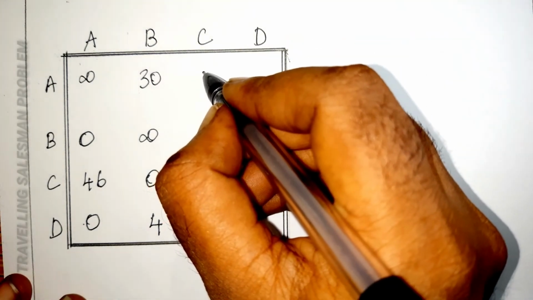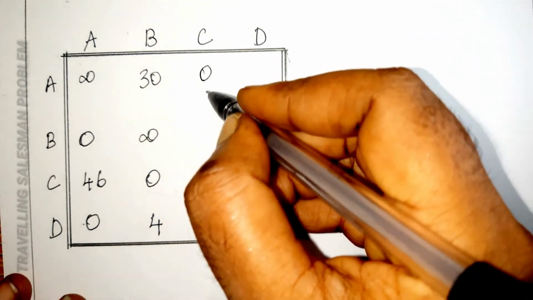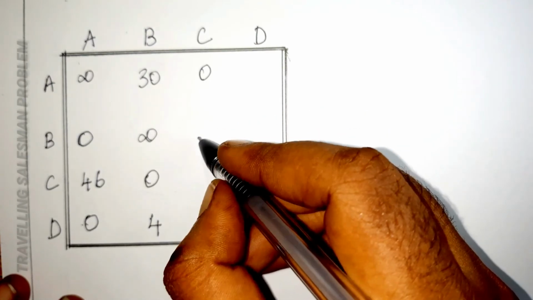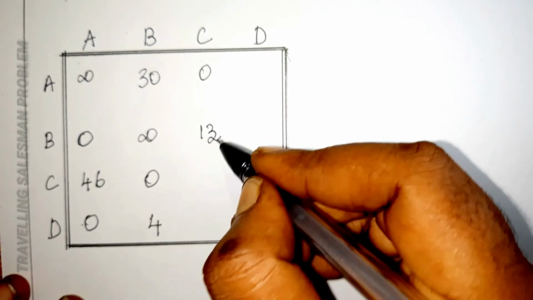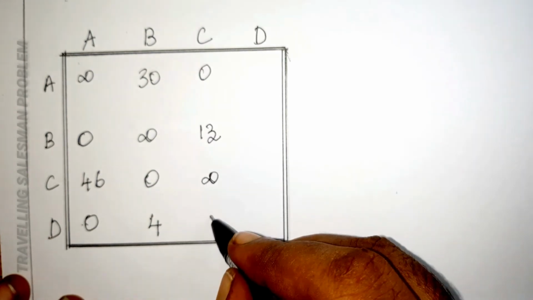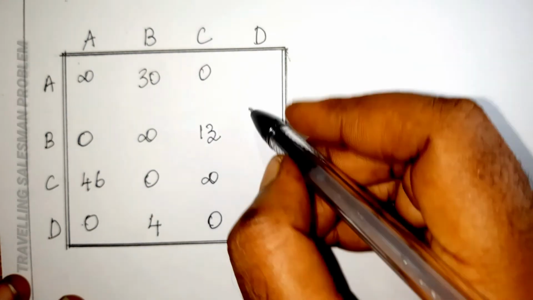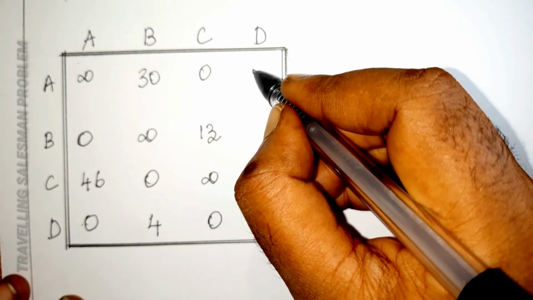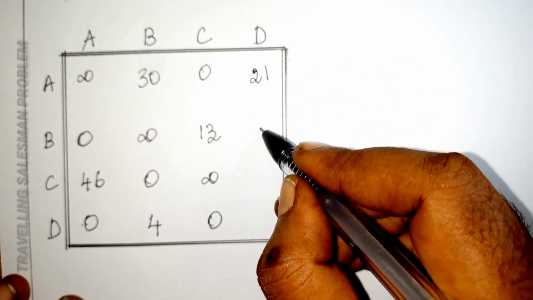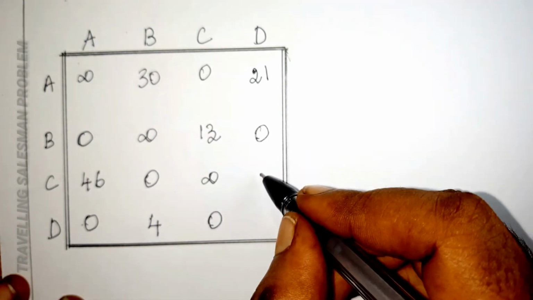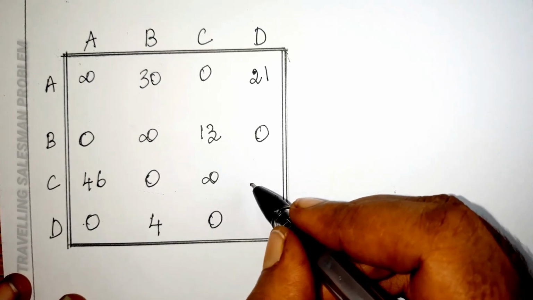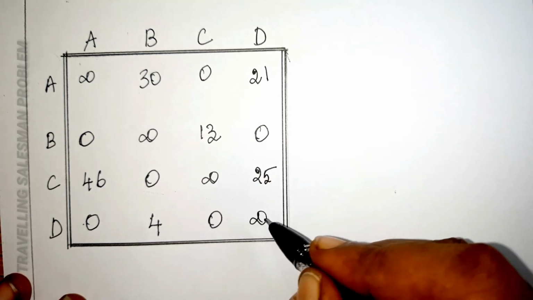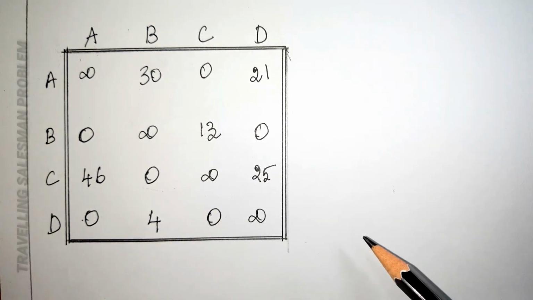Now, third column, 0 is covered with a single line, write as it is. This 10 is covered with a double line, so 10 plus 3 is 13. Infinity, and 0 is covered with a single line. Next, 24 is uncovered, so 24 minus 3 is 21. 0 is covered with a single line, write as it is. 28 is uncovered, so 28 minus 3 is 25. And you write infinity. This is the new cost matrix.